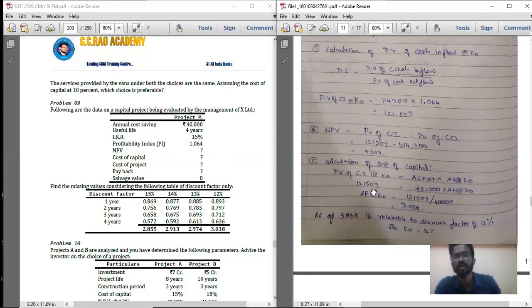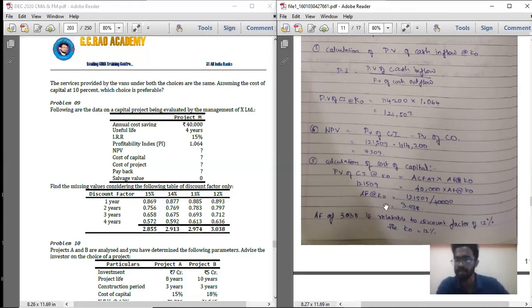So if you divide both, you will get the annuity factor. If you see that annuity factor in the annuity factor table, we can easily find the percentage of cost of capital. The annuity factor at the rate of KO, if this comes to the left hand side, it will become division. So 1,21,509 divided by 40,000. The present value of cash inflow is 1,21,509 divided by the annual cash flow after tax, 40,000. So you are getting the annuity factor at the rate of cost of capital as 3.308.